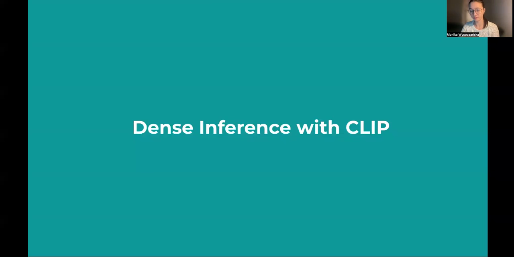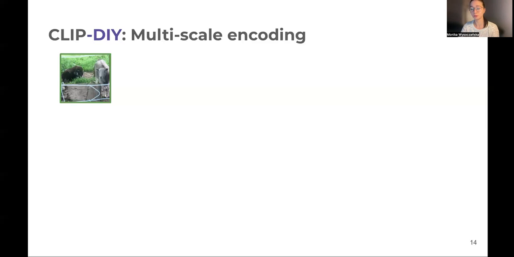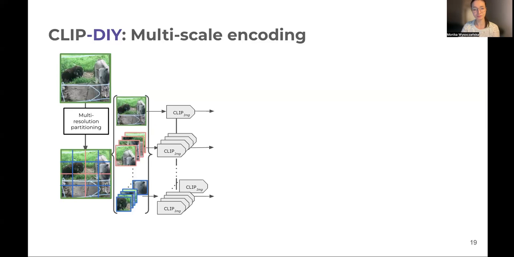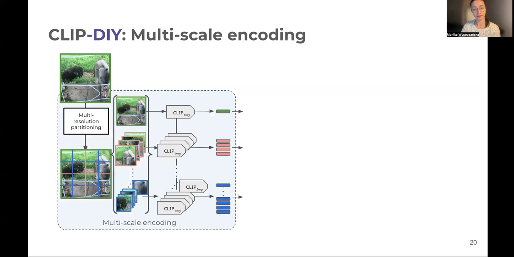So how does it work? Given an input image, we first encode an image in a sliding window fashion, which we do at multiple scales, meaning we first get a full image, and at the next scale, we cut it into four partitions. And we can perform the same operation even further, more granular. Then we fit the partitions to a CLIP image encoder and obtain CLIP representations for all of them.